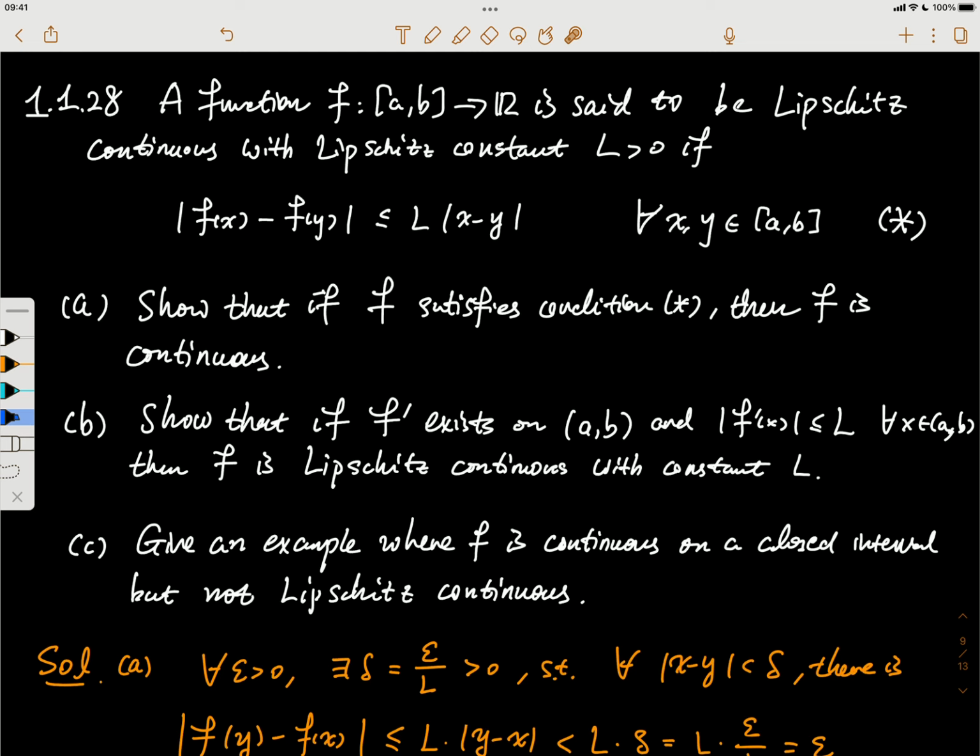Problem 28 in section 1.1. So we're given a function f over the interval, and we call this function Lipschitz continuous with the Lipschitz constant L if this inequality holds for any x and y from that interval.